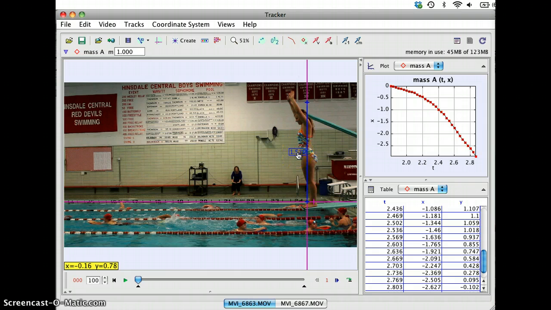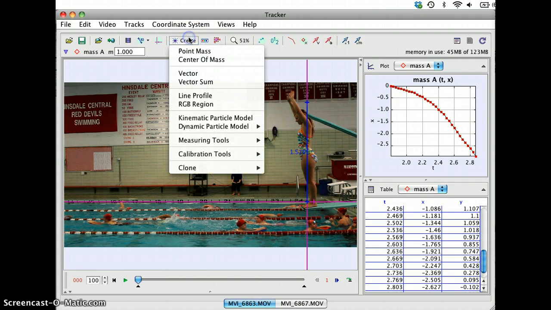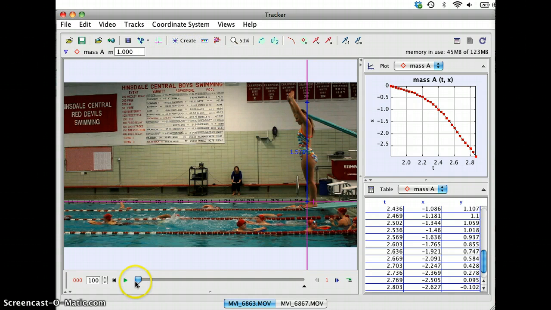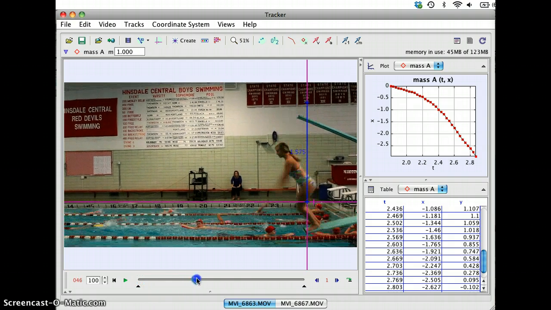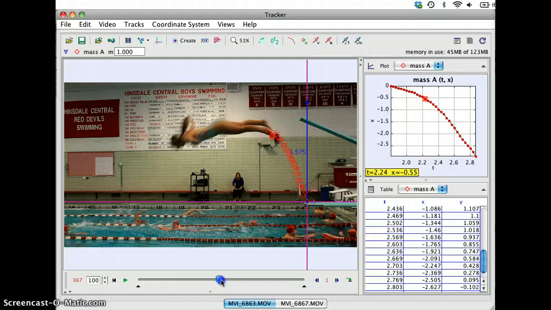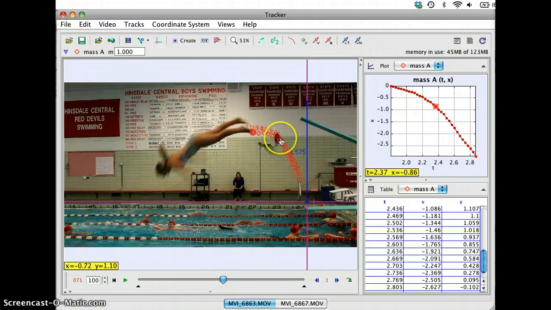We then clicked the button Create and scrolled down to point mass. We plotted the points by holding the Shift button and clicked each position of the left toe, as you can see here. We used the point mass to calculate the diver's exact position, distance, velocity, etc. in relation to time. Next, we set up the graphs.